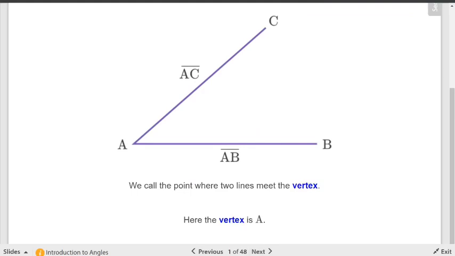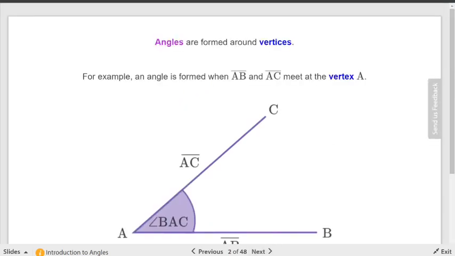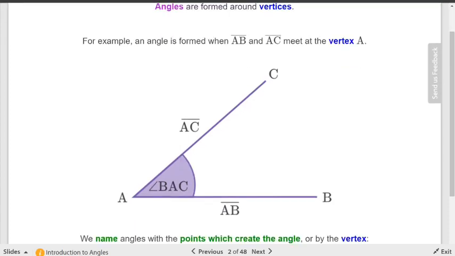So here the vertex is the A. Angles are formed around vertices. And here they're talking about the naming convention. So it's angle BAC. Notice the symbol for angle is just a little drawing of an angle. Why is it BAC? Because it could be CAB. Either one. Remember, the endpoints don't matter. What is important is that the vertex is in the middle. It makes no difference which of these two letters go first, as long as this one is where?